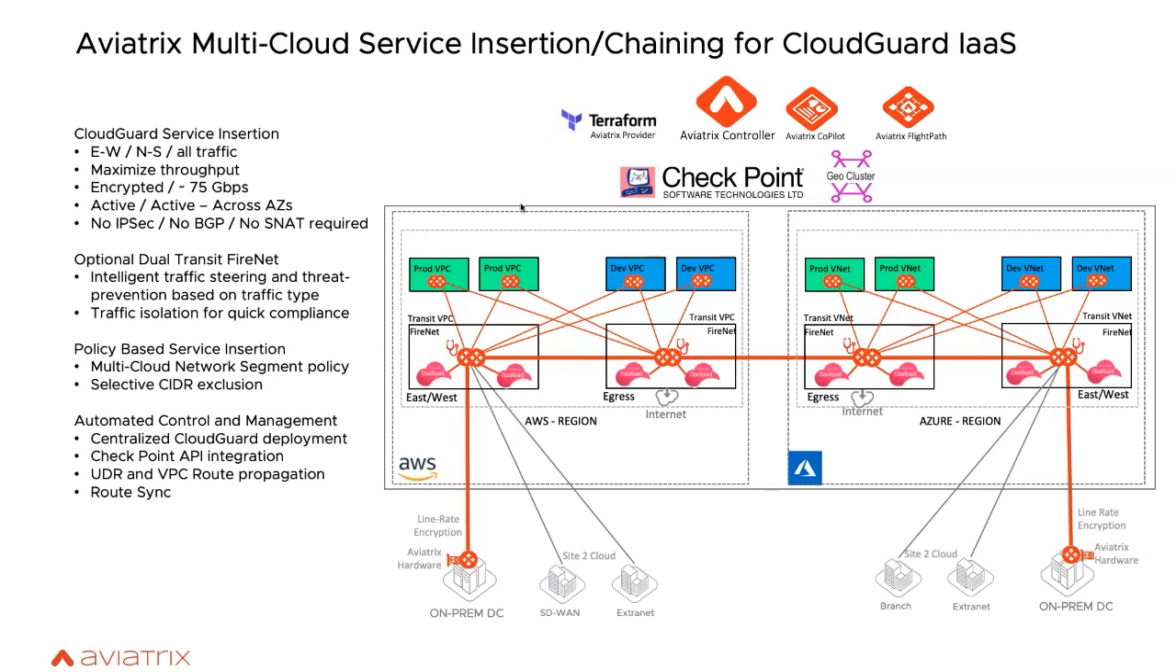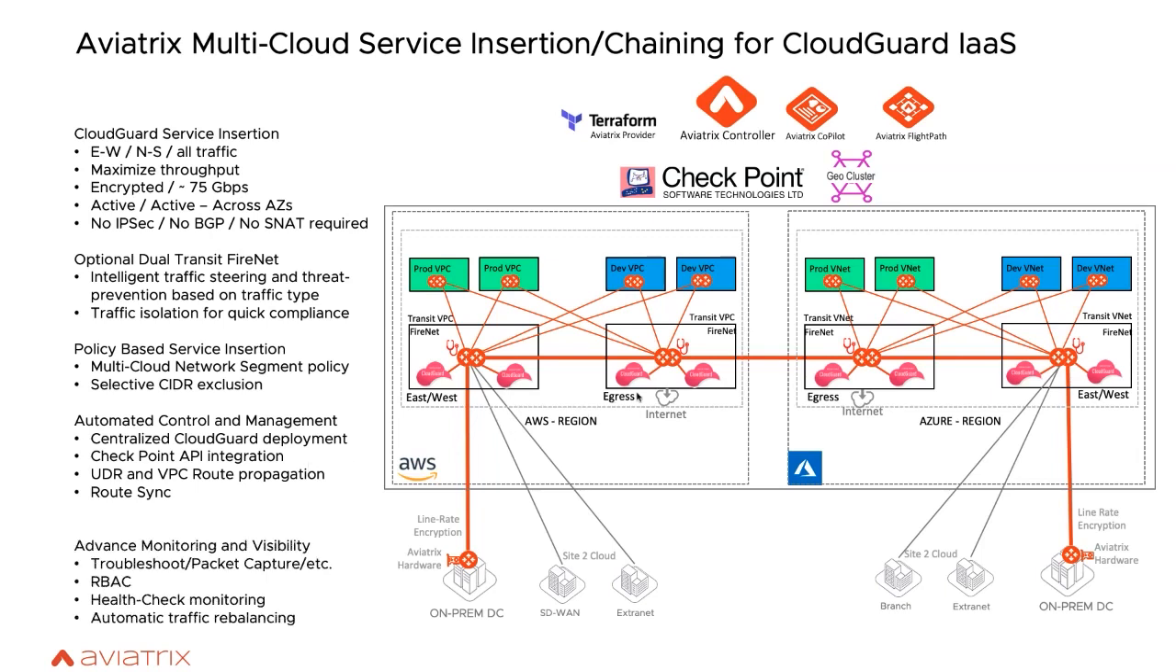We have complete integration with the CheckPoint APIs and native constructs. So all the UDR propagation, all the VPC route propagation in AWS, in Azure, in the VNet, even inside the CloudGuard is all done automatically through our controller. So let's say if you have a branch here, if you're receiving some new routes from the branch and you want to propagate those routes into CloudGuard, we will automatically take care of it.